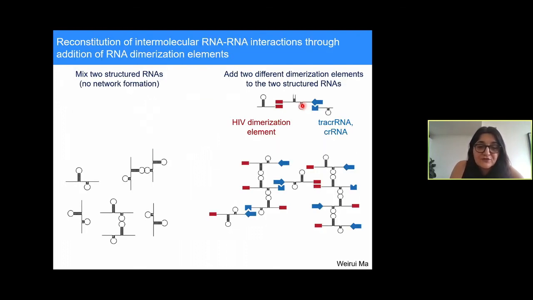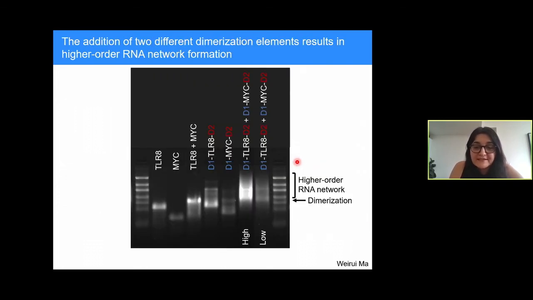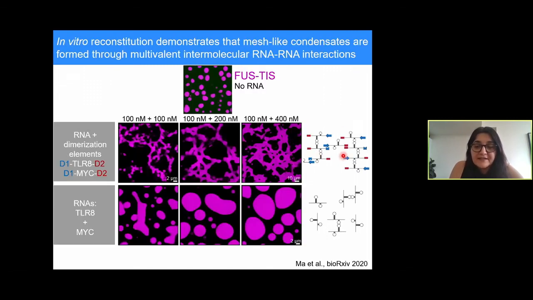All right, so we took two structured RNAs that are not able to form a network, and then we added dimerization elements at the 5' and 3' ends in order for them to form a really extensive meshwork. And this actually works. When we added these RNAs, where we added the dimerization elements, to our fastest protein, you can see that they form a really nice network, whereas the structured RNAs only form sphere-like granules. So this really shows you that it's the extensive RNA-RNA interactions that are responsible for the network formation.